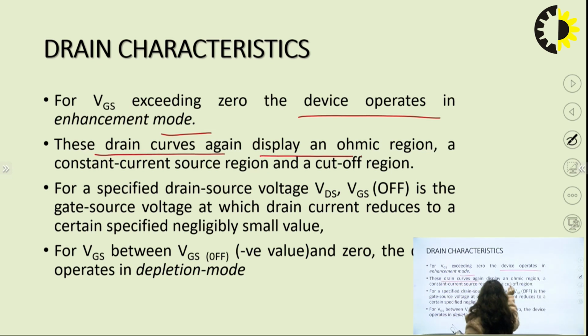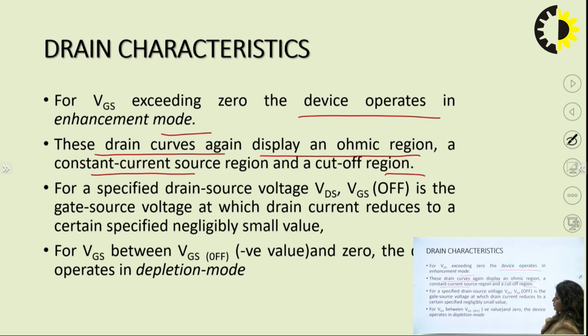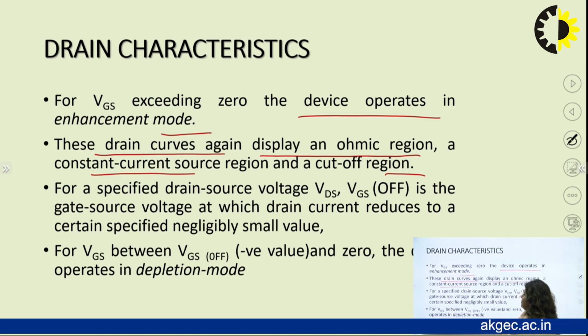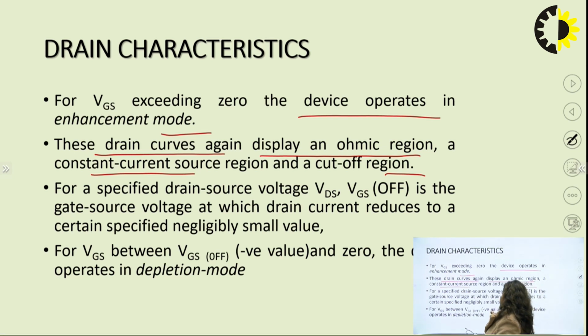These drain curves again display an ohmic region, a constant current source region and a cutoff region. So we know that there are types of regions, that is the ohmic region, the active region, the cutoff region and the saturation region. In the case of the BJT, we have firstly the saturation region, then the active region, and below that there is a cutoff region. But in the case of the MOSFET, it is somewhat different. At the start it has an ohmic region, below it is the cutoff region, and after the ohmic region there is the saturation region, whenever the drain current becomes stable, that is IDS becomes stable.